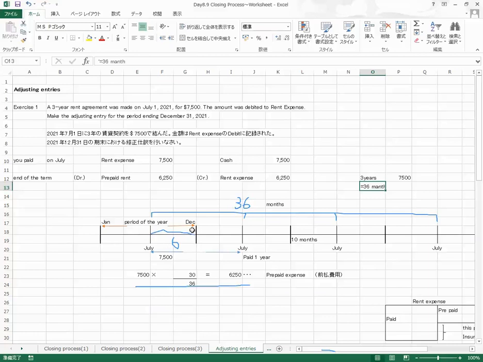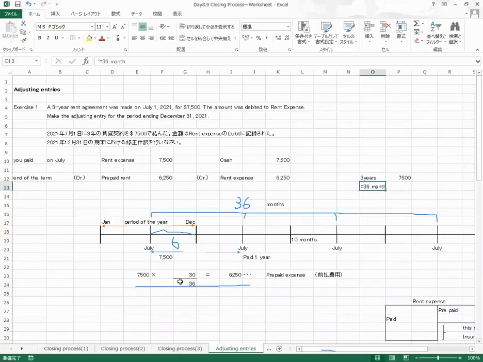So you should record the expense for those months, make the prepaid rent and then decrease rent expense. Is that okay? Yes, that is it.